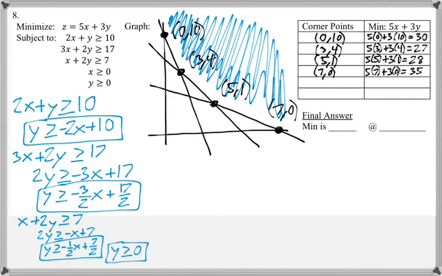So they are looking for the minimum. So the lowest value is 27. So our final answer is the min is 27, and this happens at 3, 4.